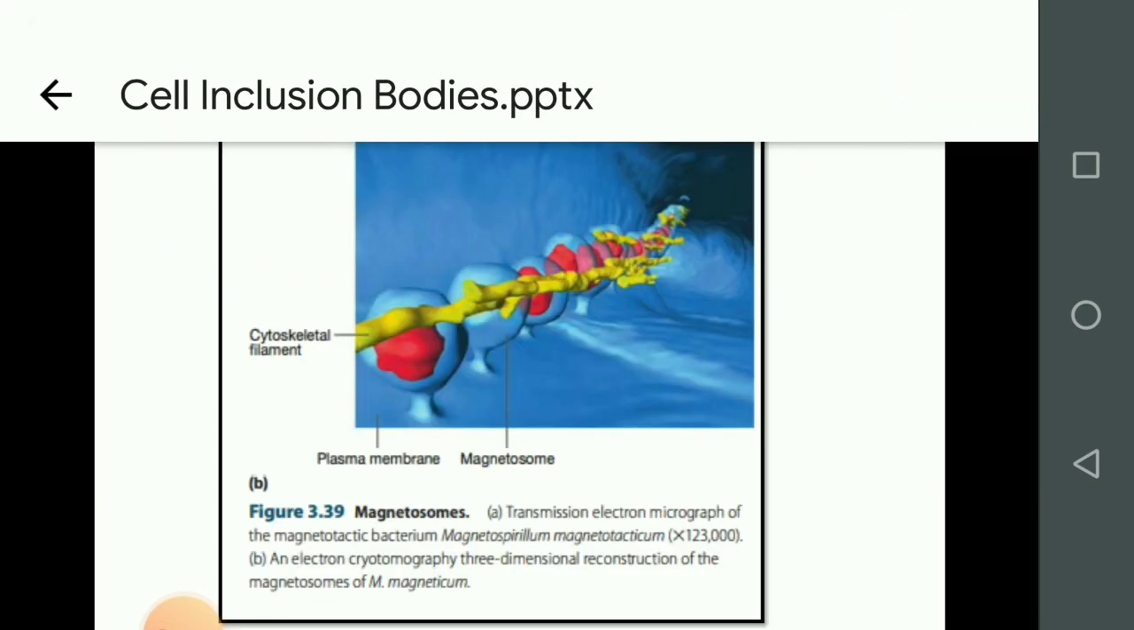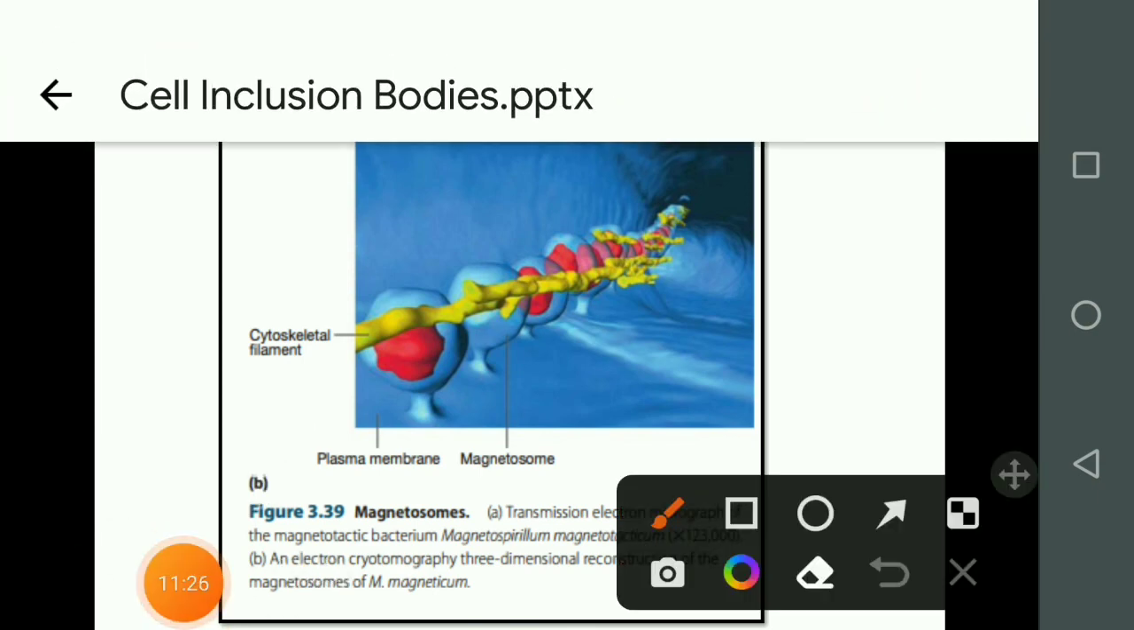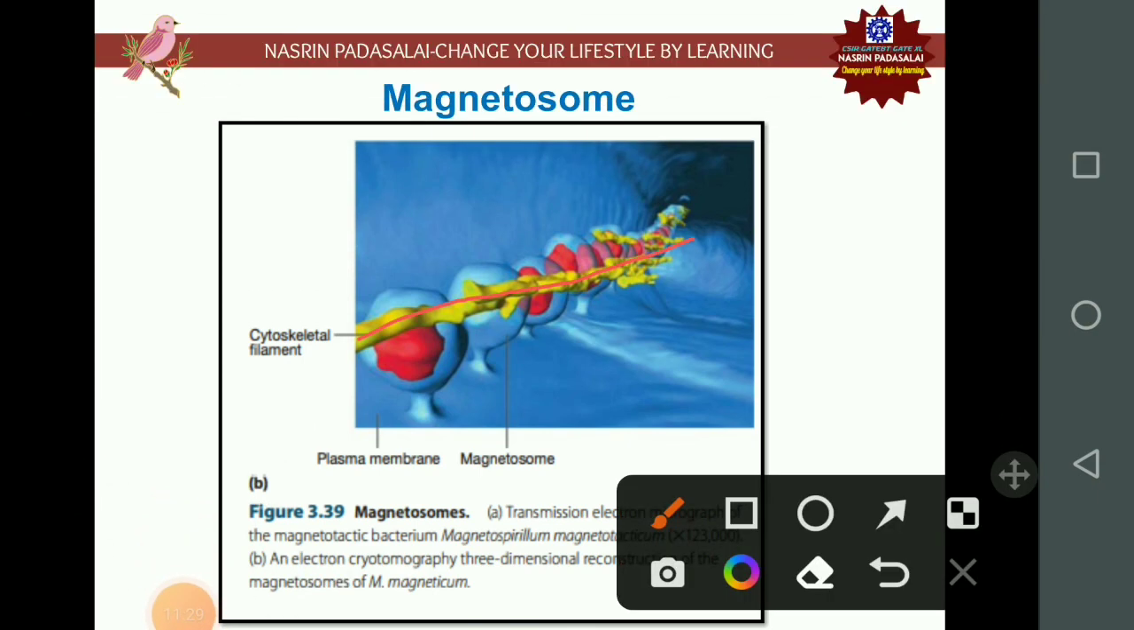This is how the magnetosome will be, friends. Here you can see the cytoskeleton framework. There, MamK, which is a special protein, will be present, and on that protein magnetosomes will be formed. This is present inside the bacteria.